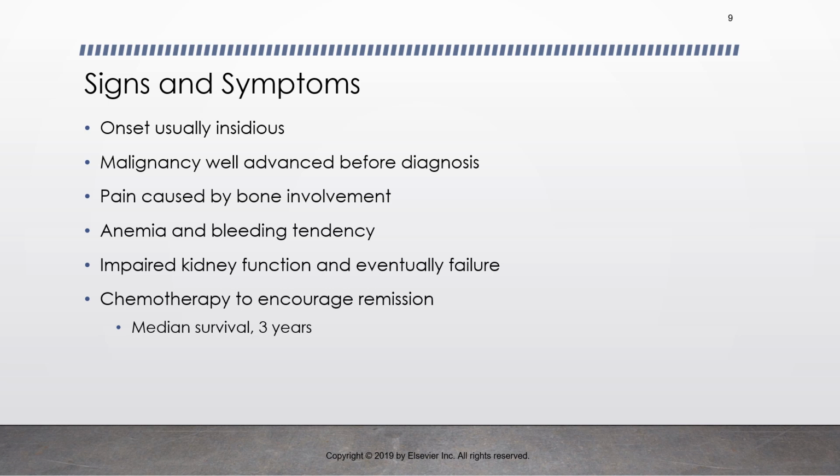So the onset is usually insidious, which is slow with very few symptoms, if any. So it's usually very advanced by the time it is diagnosed. It's painful due to the deterioration of bone. And anemia and bleeding are common because the blood cell production is affected. Kidney function is affected and eventually kidney failure develops. And chemotherapy is used to help put the patient in remission, but the average survival is only 3 years once they're diagnosed with this.